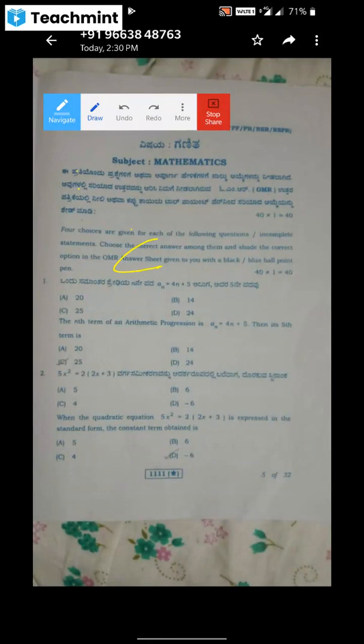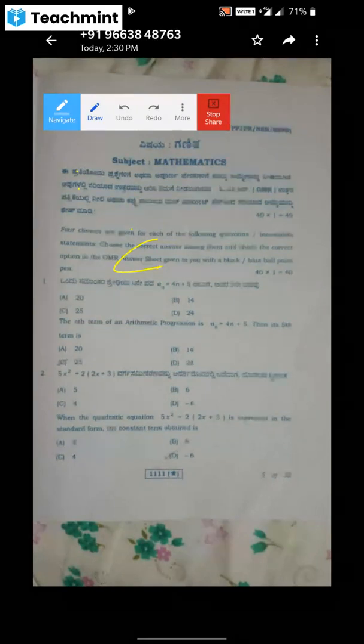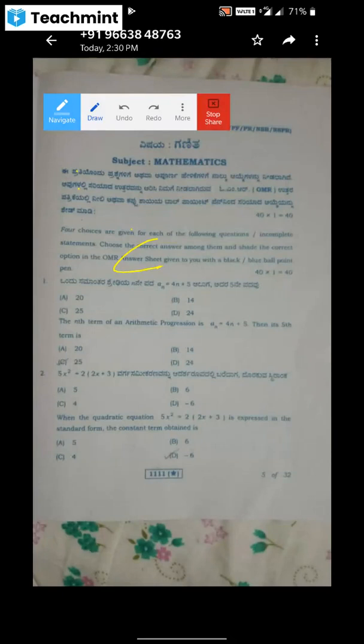In the first question, the nth term of an AP, arithmetic progression, an is equal to 4n plus 5, then its fifth term. Everyone knows this one. That is option C, 25. Okay, so second one, 5x square equal to 2 into bracket of 2x plus 3.